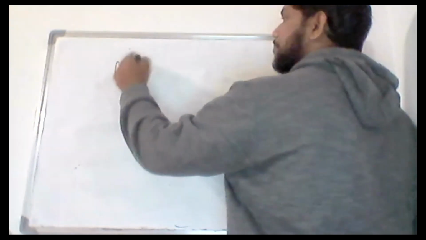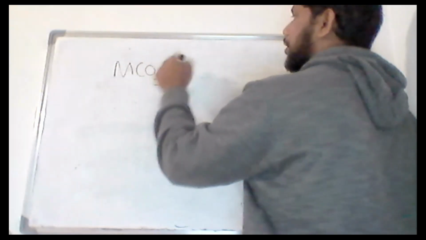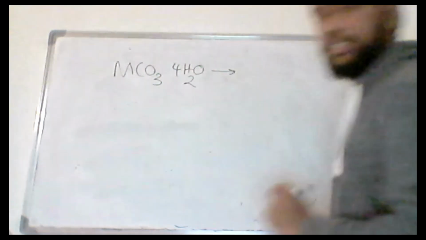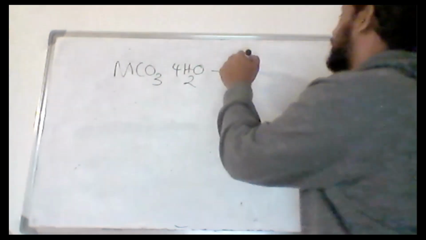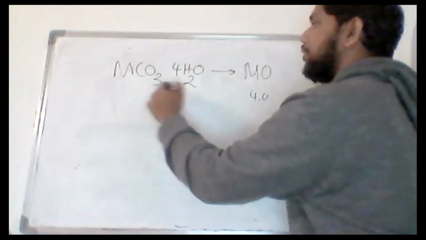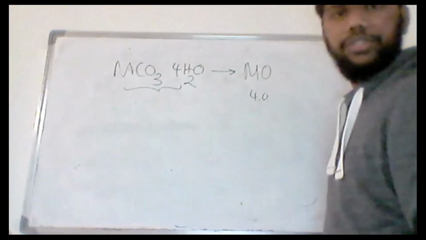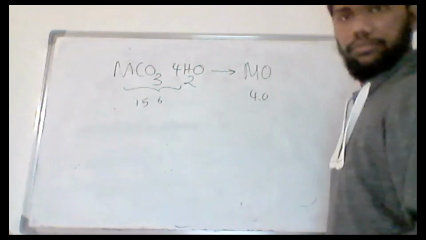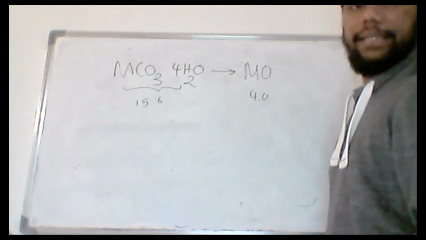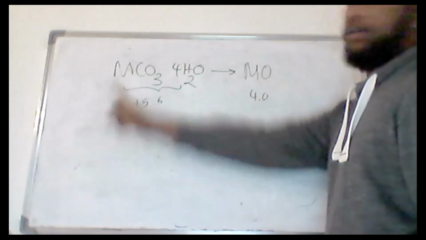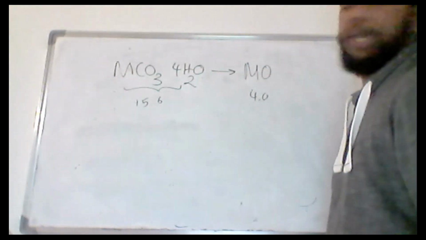So this is MCO3 4H2O. And when it decomposes, it gives the metal oxide 4.0 grams. And the amount used is 15.6. Okay. And they are asking about the relative atomic mass of M.